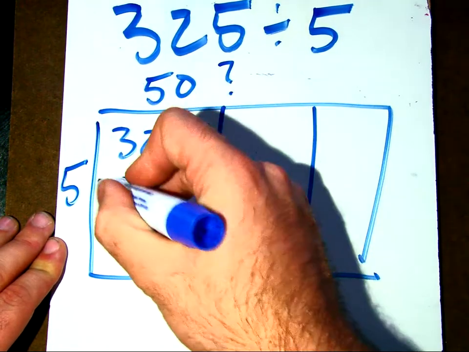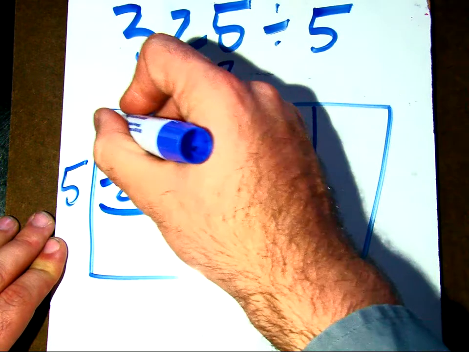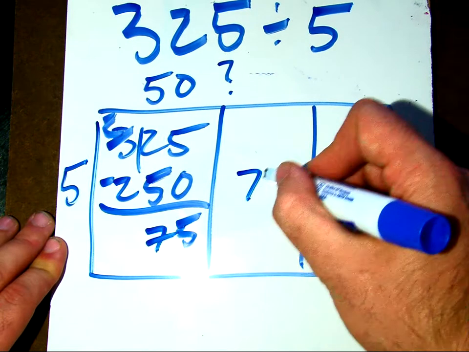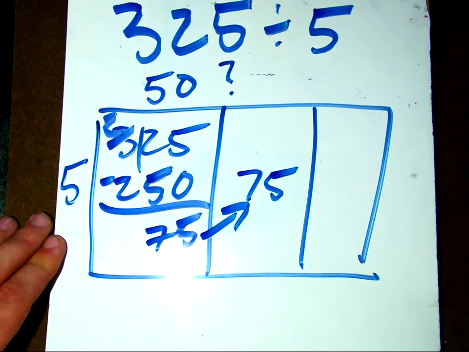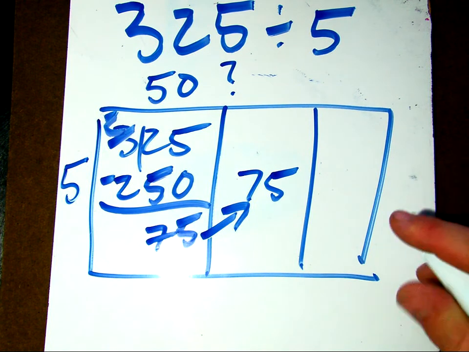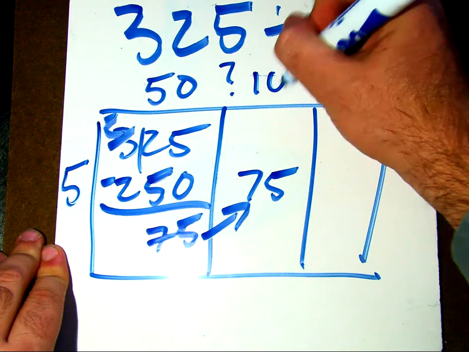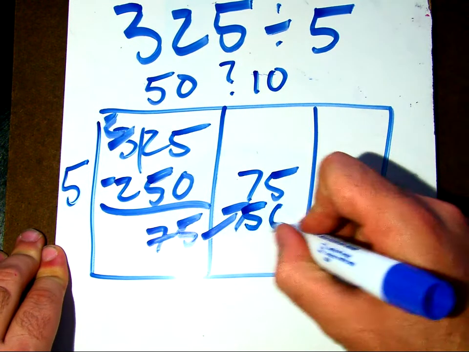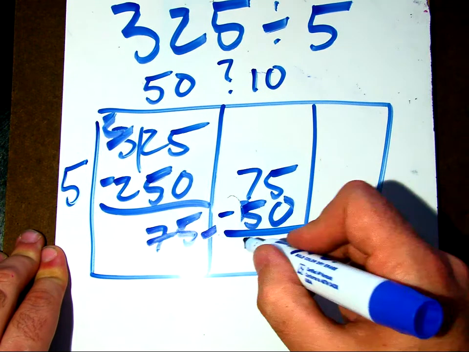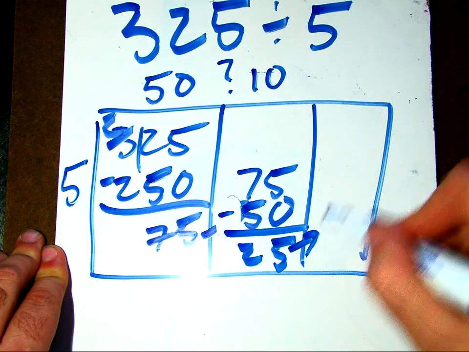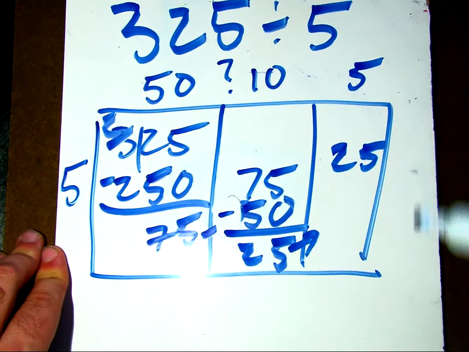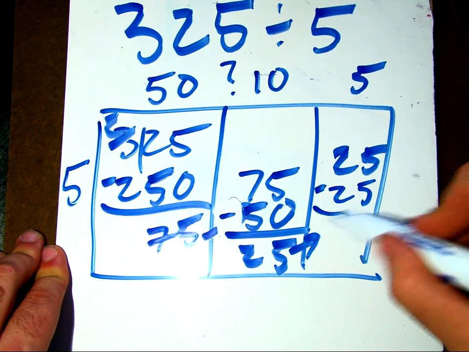I'm left with 75. 75 goes in here now. Now, what times 5 is 75? I'm going to guess, let's try 10. I know 5 times 10 is 50. Subtract. I get 25. I want to move that over there. Oh, I know 5 times 5 is 25. Subtract, I get 0. I'm done now.